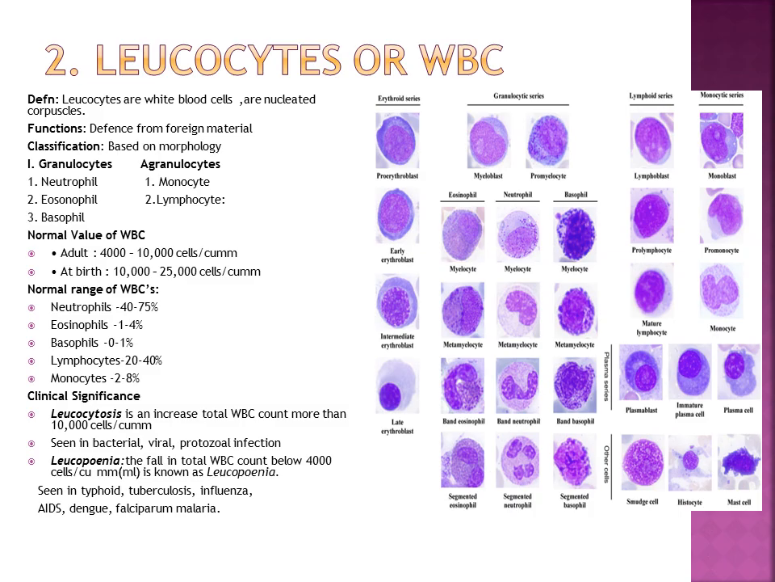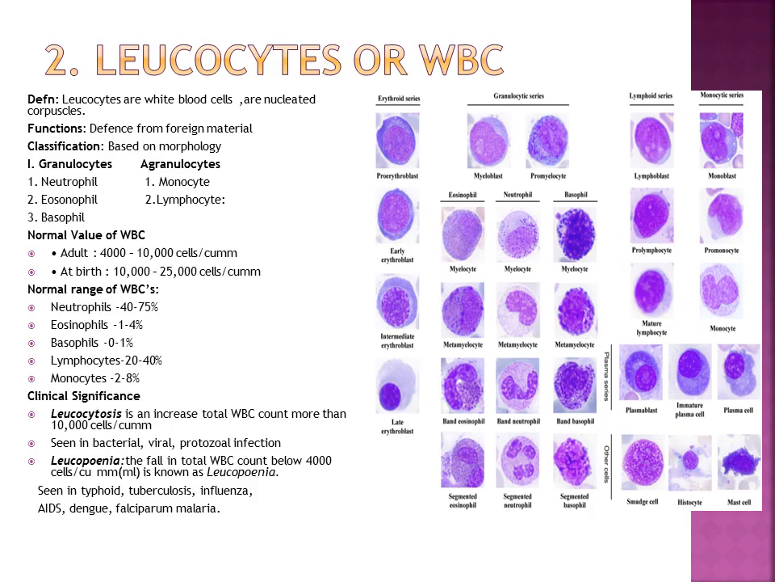The next parameter from the CBC is leukocytes, also called as white blood cells or corpuscles, and they are nucleated corpuscles, and based on the morphology they are divided into granulocytes, which consist of neutrophil, eosinophil, basophil, and agranulocytes, that is granules absent in the cytoplasm, and they are of two types, lymphocytes and monocytes. The normal range in adult, it is 4,000 to 10,000 cells per cubic millimeter, and in newborn baby it may be 10,000 to 25,000 cells per cubic millimeter.